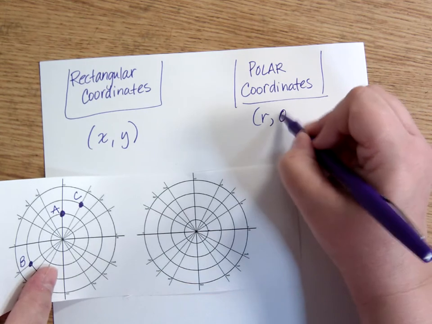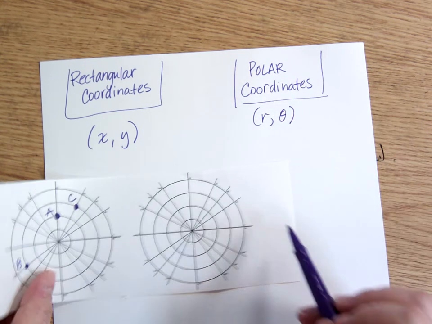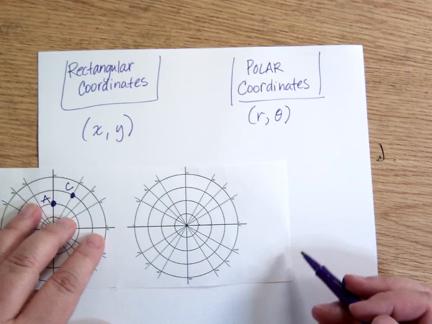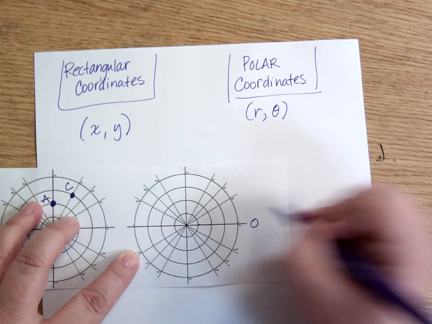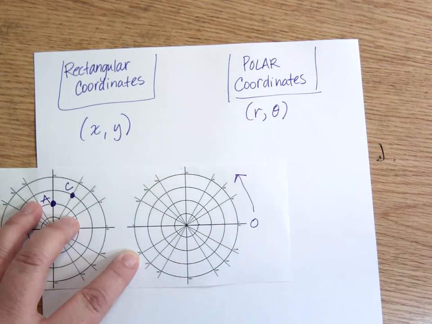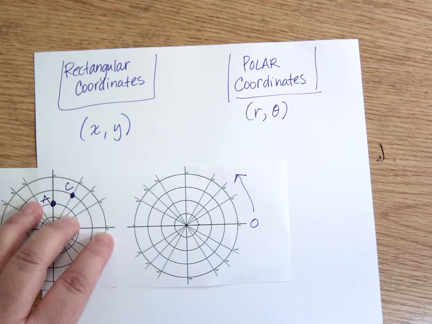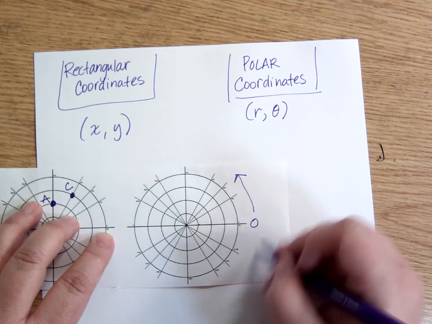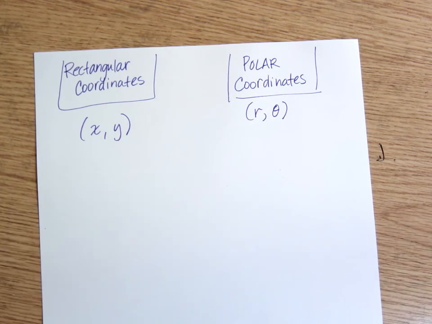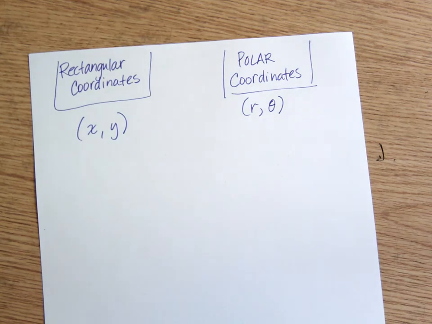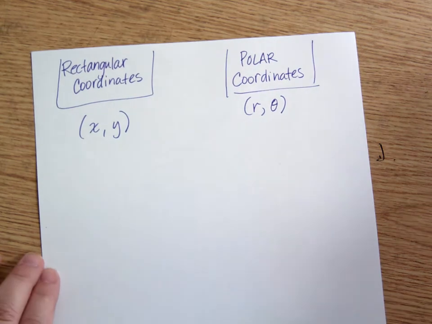And the second coordinate is your angle. Rotational angles, just like when we're doing unit circle: 0 is here and we go around counterclockwise for positive angles, and negative angles would make us go clockwise instead. So that's just the basics of what polar coordinates and rectangular coordinates are.